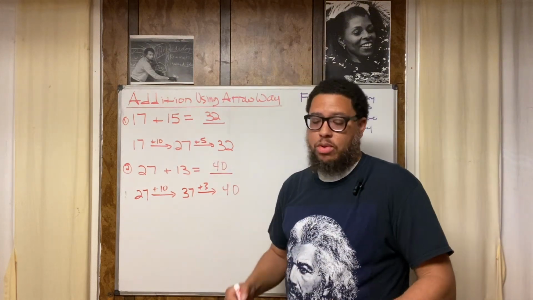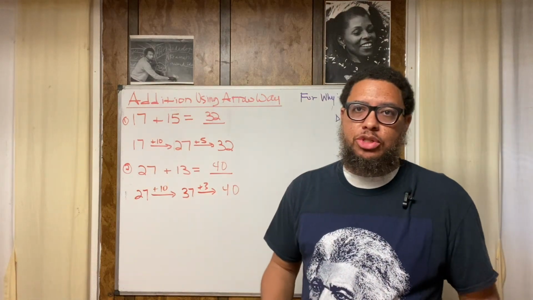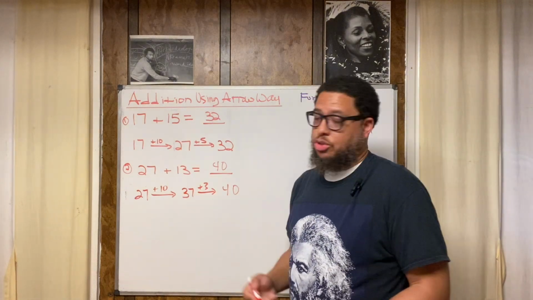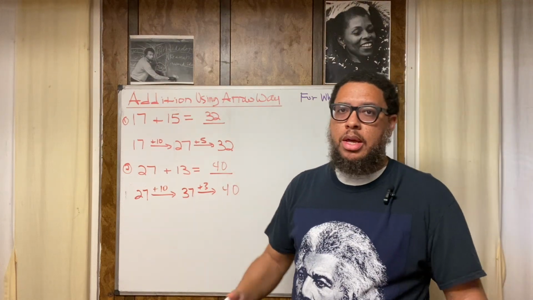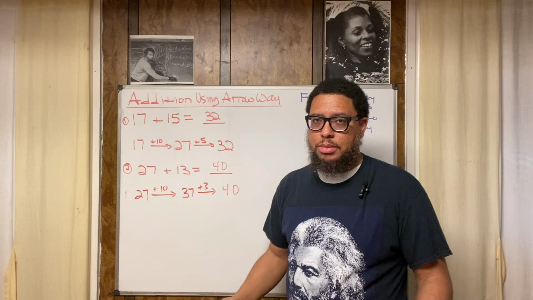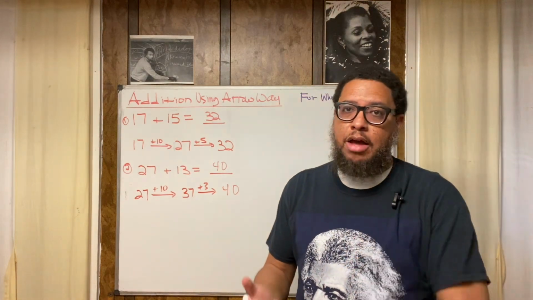And that's how you use the arrow way for doing addition. It's similar to number bonds. It's similar to quick 10 drawings. It's similar to the traditional algorithm for addition where you stack the numbers on top of each other. But it's important to know as many methods as possible because this helps our children become more fluent with mathematics and become more confident in mathematics.